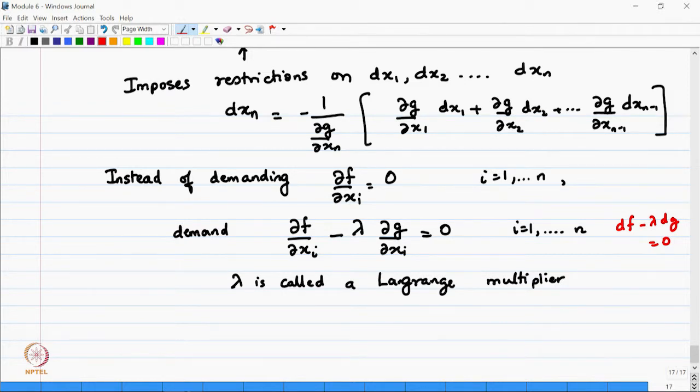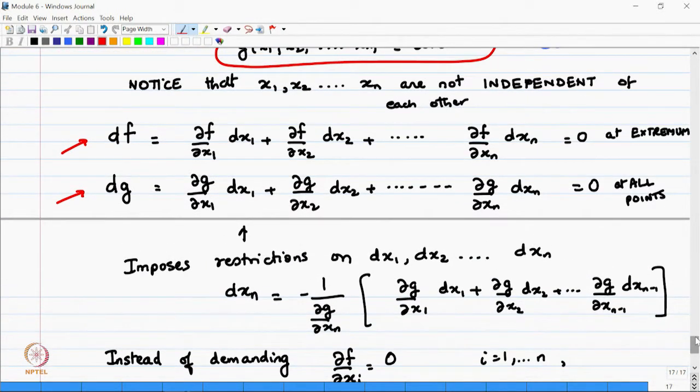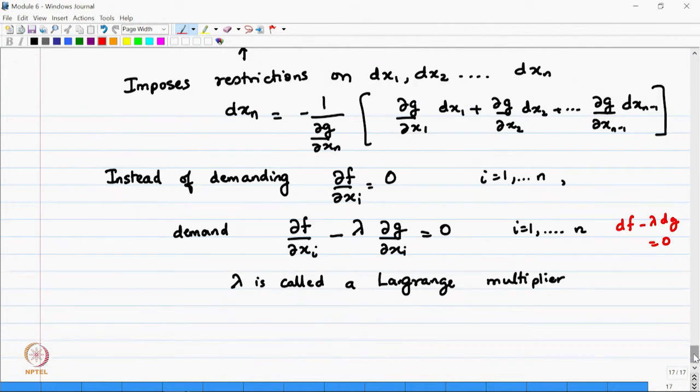But basically this is the idea of Lagrange's undetermined multipliers: you take the constraint, multiply it by a constant lambda, and now you have n equations. These n equations will help you solve for x1 to xn. Remember, here it looked like you have n equations, but because these dx1, dx2 are not independent of each other, you cannot use that equation in this form. In this case when you use Lagrange's undetermined multiplier, you have an extra variable.